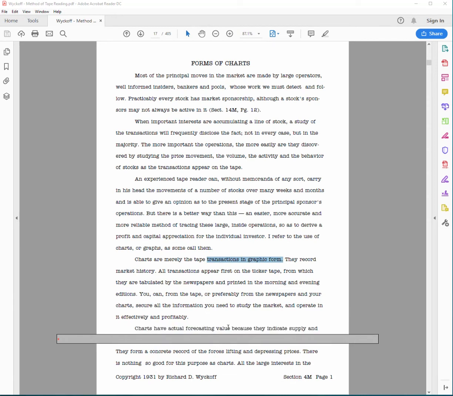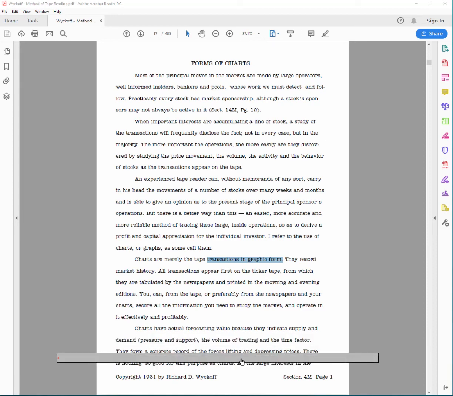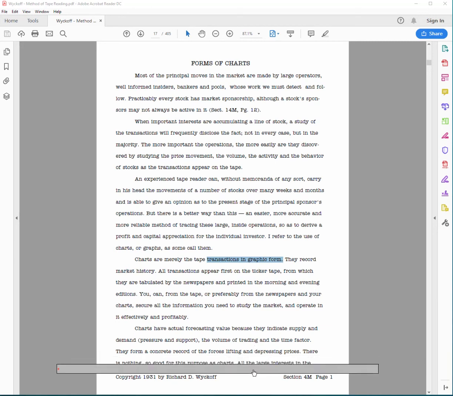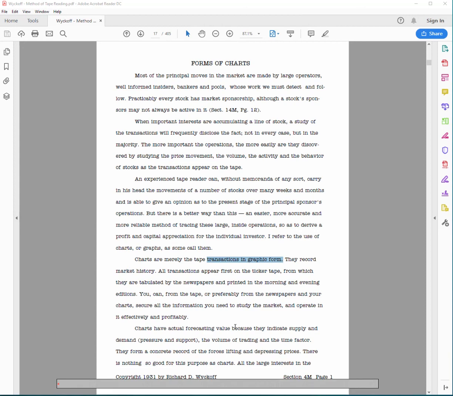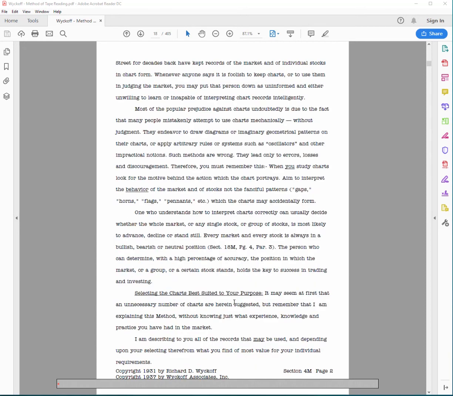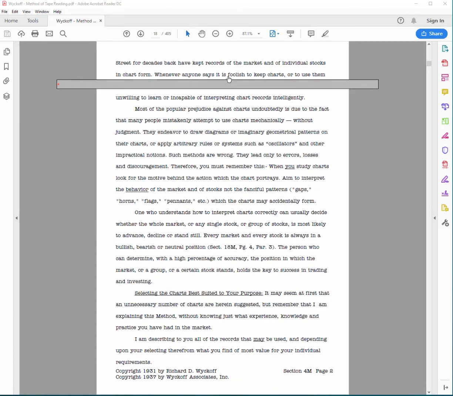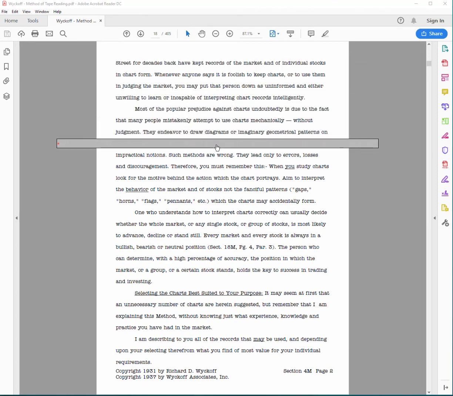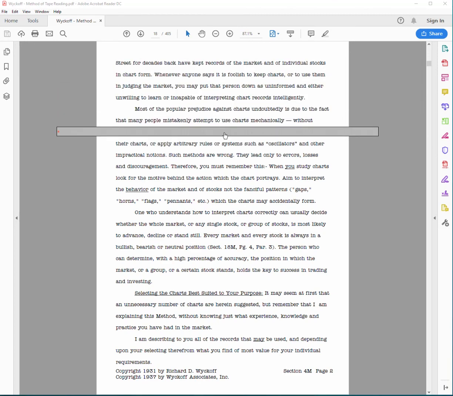Charts have forecasting value because they indicate supply and demand, the volume. They form a complete and concrete record of the forces that lift and depress prices, basically support and pressure. There's nothing so good as charts. Everybody keeps charts, so does Wall Street. That's what he says here.